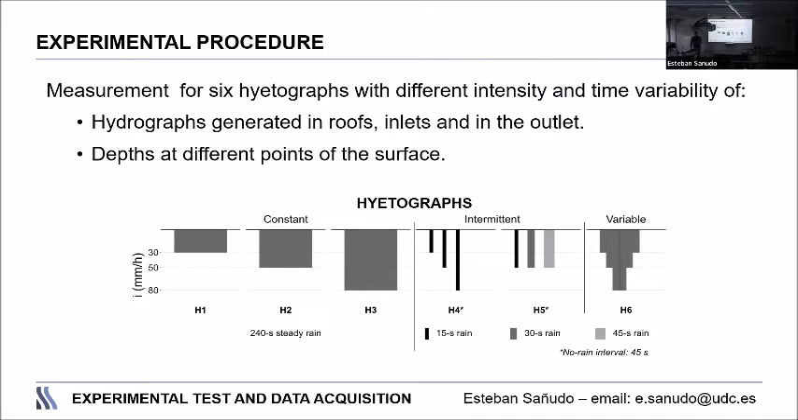Regarding the experimental pressure, we test 6 different hyetographs: 3 constant, 2 intermittent, and 1 variable. And we measure discharge on roofs, discharge on inlets, and finally discharge on the outlet. In addition, we also put ultrasonic sensors on the surface to measure the depths of water at different points of the street.